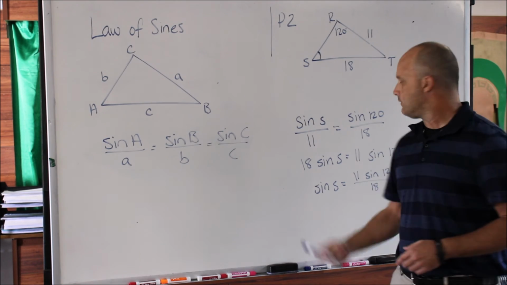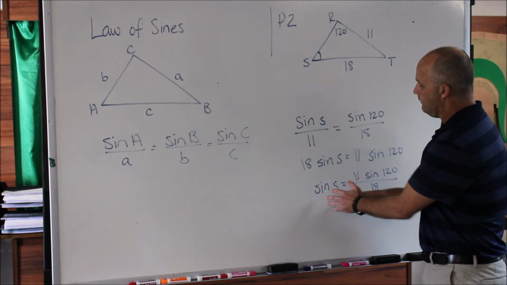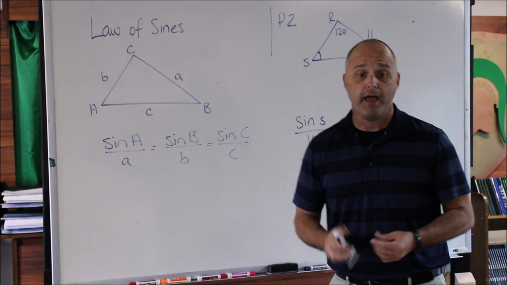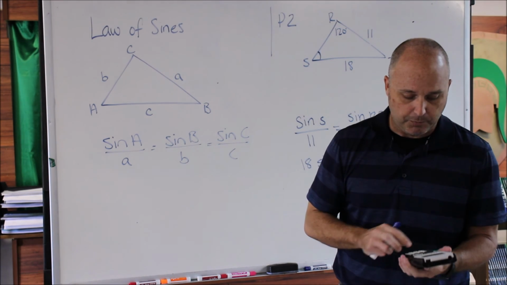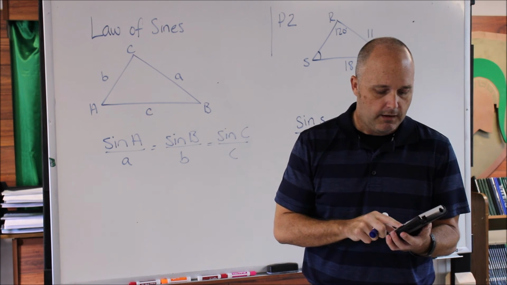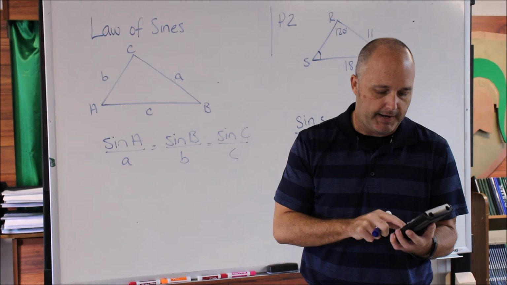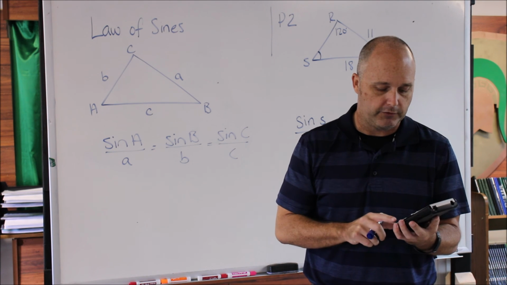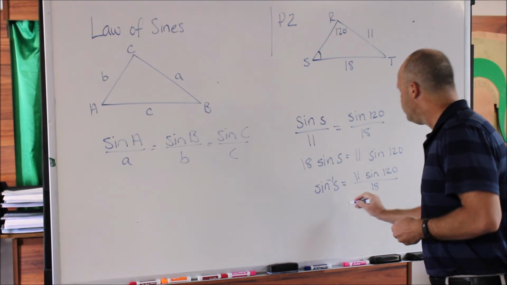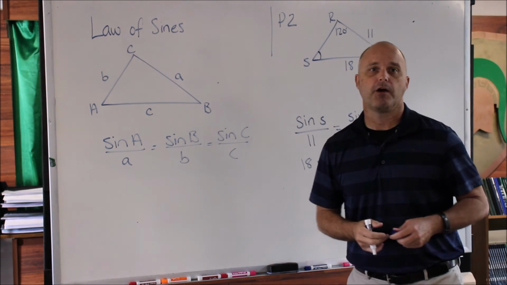Now we can't reduce this at all because 11 and 18 don't have any common factors. But now that we've isolated the sine of S, we need to now make this the inverse sine of S because we're looking for an angle measure as opposed to a side length. So you're going to take your calculator out at this point and you're going to punch in inverse sine of 11 sine of 120 and then close out that parenthesis divided by 18 and then close out the parentheses for the inverse sine. And that's going to give you 31.9 and that's going to be approximately 32 degrees. So we know that the degree measure of S is going to be approximately 32 degrees.